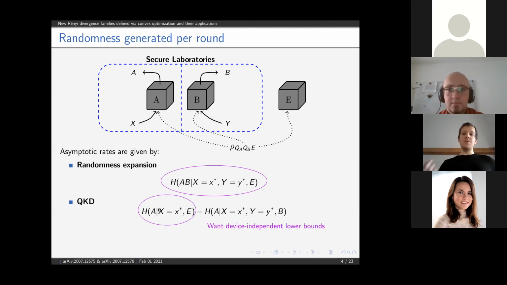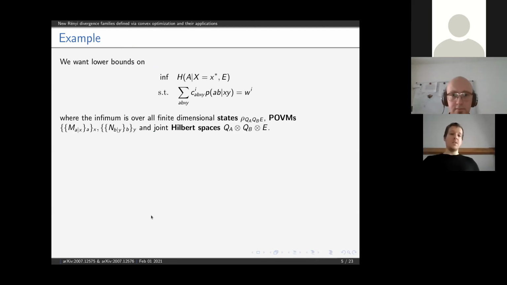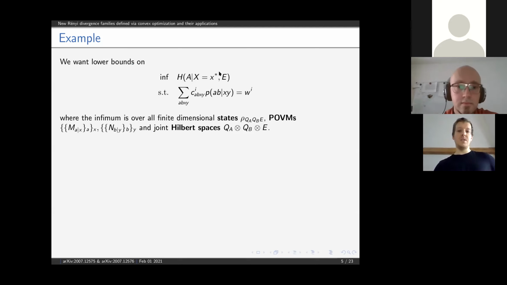So in order to compute lower bounds on the rates of these protocols, we want to compute device-independent lower bounds on these conditional von Neumann entropies. What does it mean to compute a device-independent lower bound? We want to compute lower bounds in an optimization of this form. We have an infimum over conditional von Neumann entropies of the outputs of the devices conditioned on the adversary's information. We want to compute this infimum over all possible devices that obey some linear restrictions on their probability distributions. For example, this constraint could just be some Bell inequality violation.